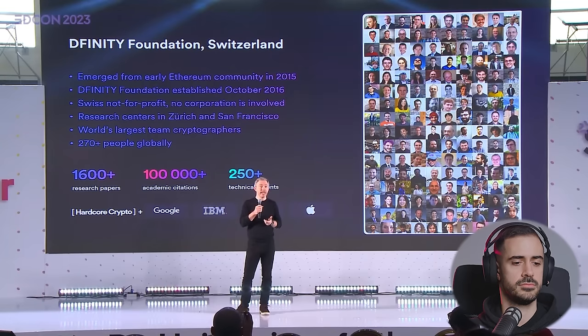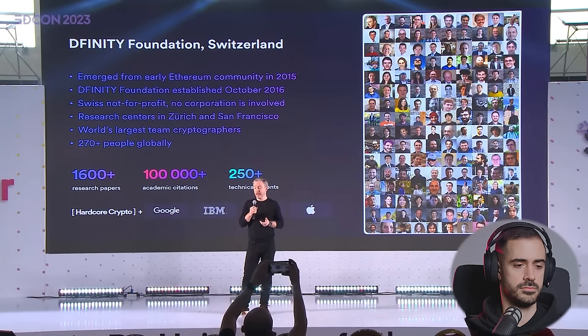Probably the biggest R&D team in crypto, and it's been running for years. About 270 plus people globally. There are over 270 people working to build the Internet Computer Protocol. Those are smart people, like the best of the best people coming from Google and IBM. Top companies are coming to build this vision of the Internet Computer Protocol.